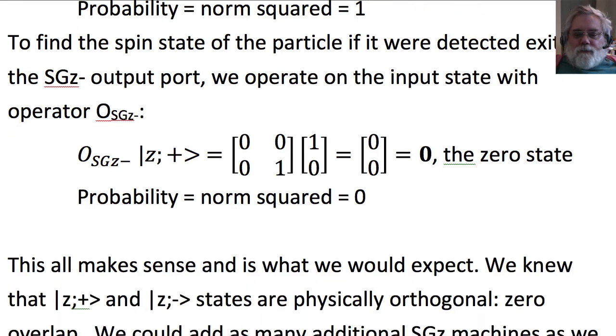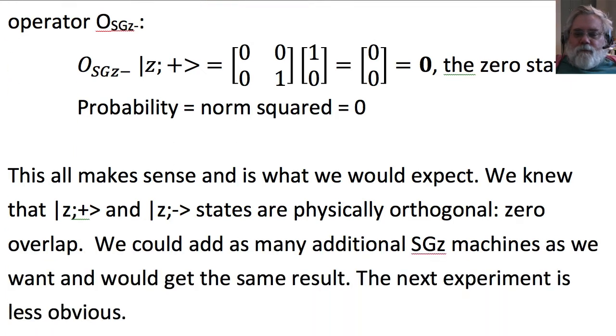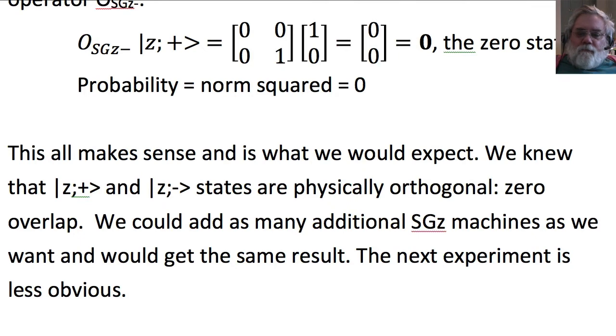This all makes sense. It's what we would expect. It might be what you expected. We know that Z plus and Z minus states are physically orthogonal. They have 0 overlap. We use that as a condition to getting started in this lecture. We could add as many additional SGZ plus machines as we want, one after the other, and we would always get the same result.